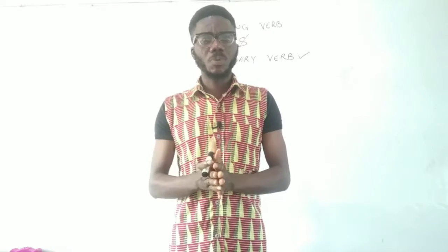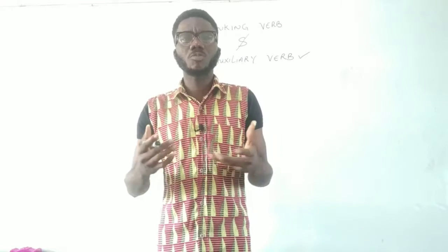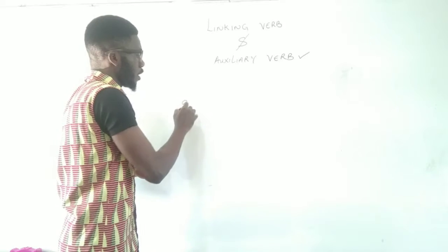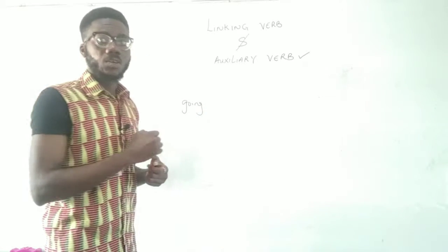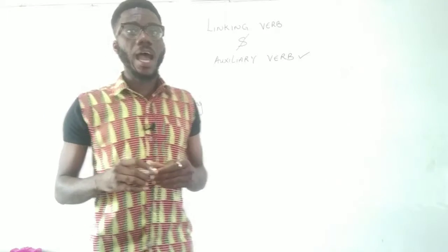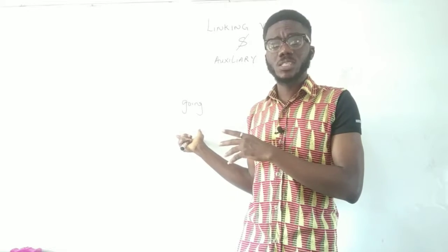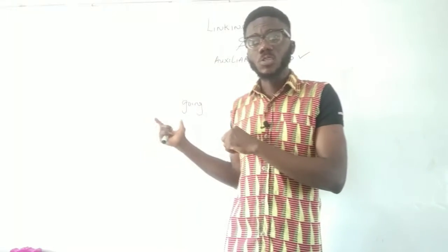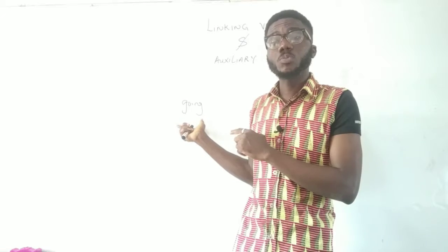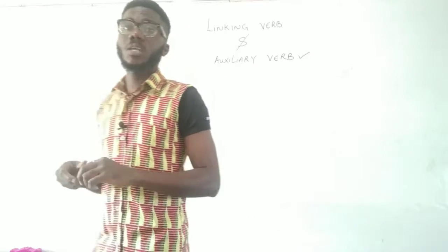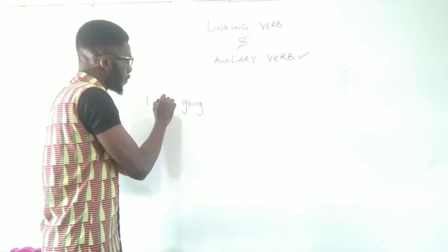Now, to understand this better, there are situations where you find some verb forms not being able to stand alone. There are verb forms that cannot stand alone without being helped. Such verb forms like verbs in the progressive form, something like going. You cannot say, I going to school. You cannot have this going standing alone in a sentence. For this form of verb to be used in a sentence, there is the need to attach an auxiliary verb. That is why you see something like, I am going to school.